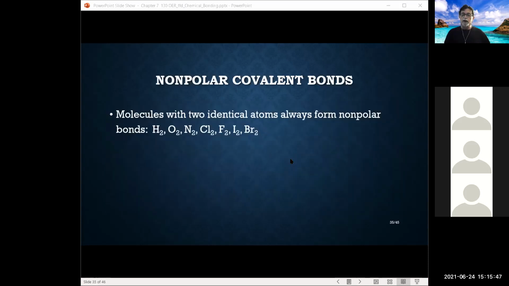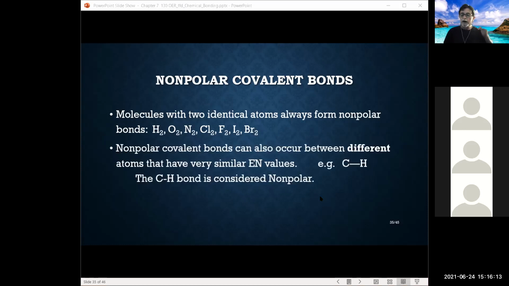Okay. Now, nonpolar bonds. All of the diatomic molecules have nonpolar bonds. Why? Because they are bonded to the same element that has the same electronegativity. Therefore, they are sharing the electrons in that bond equally. Okay, there's no pole.